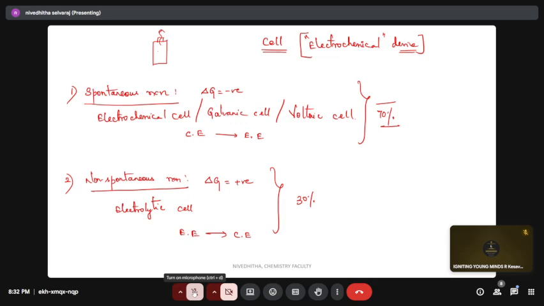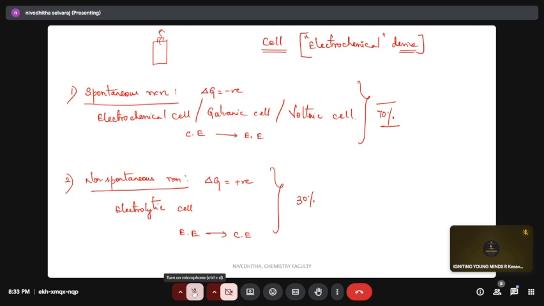Fine. So, first we'll be starting with the electrochemical cell. Later, we'll be discussing the second type, which is the electrolytic cell. But before getting into the electrochemical cell, we have to understand another fundamental: a spontaneous reaction and a non-spontaneous reaction. But actually, the chemical reaction I'm discussing here is a redox reaction.